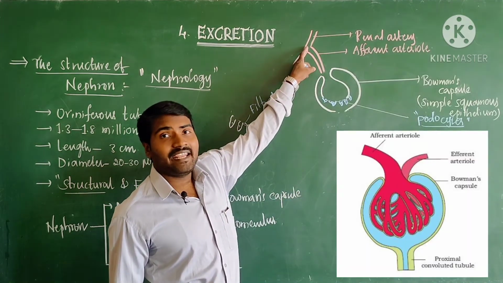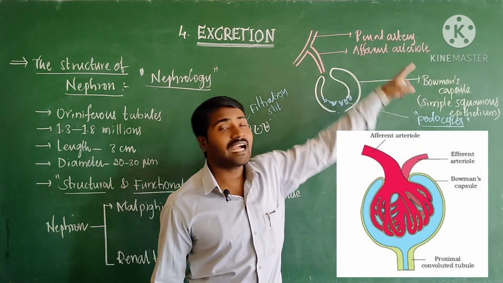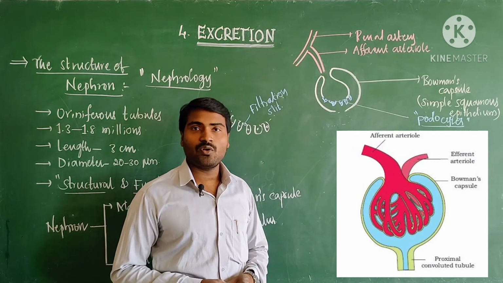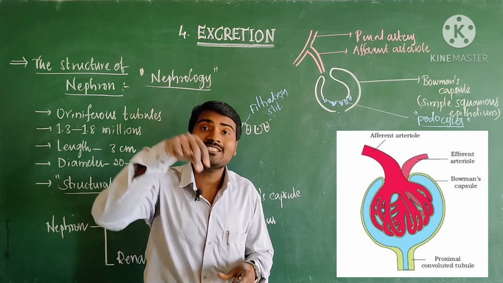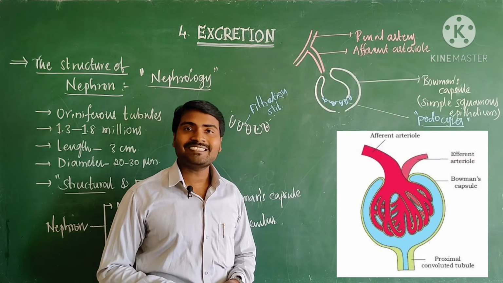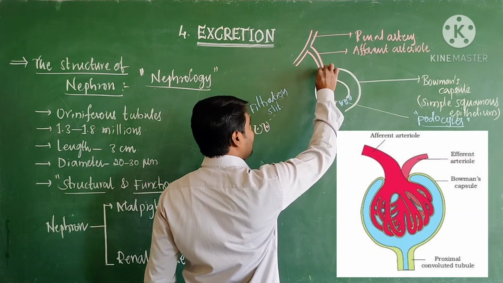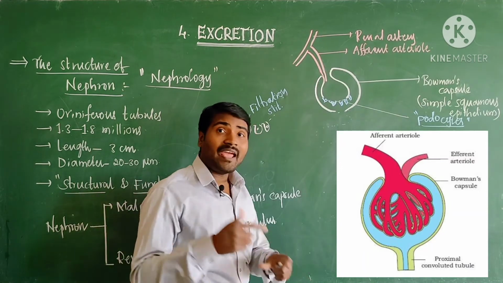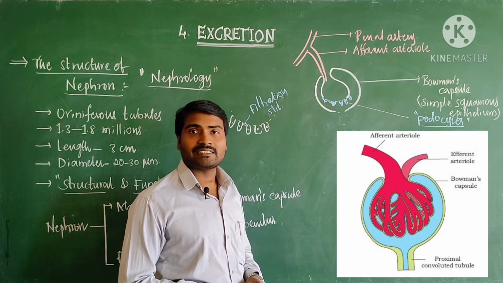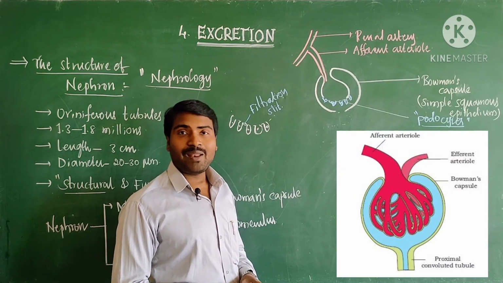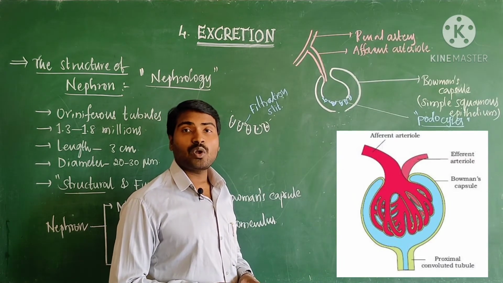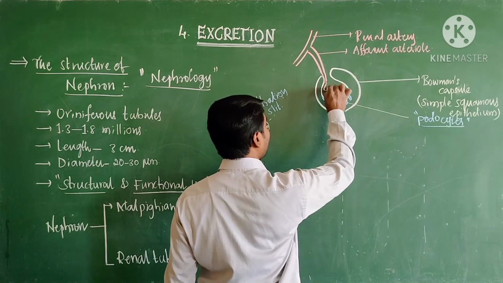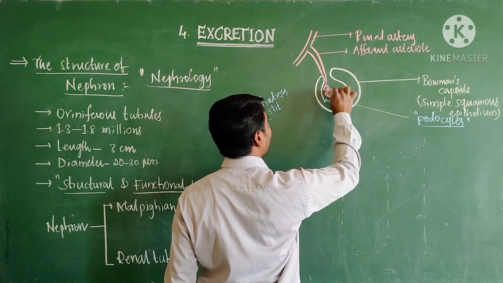This renal artery gives a branch that is called afferent arteriole. That afferent arteriole is going to enter into Bowman's capsule. Once it has entered, it makes a network of blood capillaries. That network of blood capillaries is known as glomerulus.